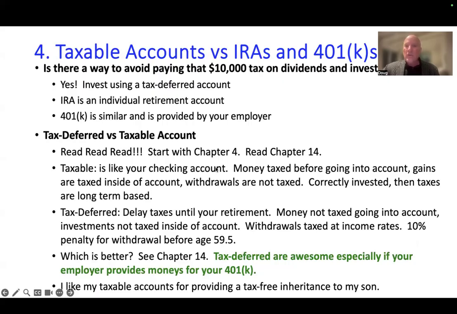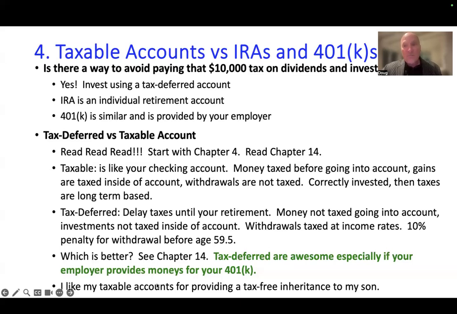So the question becomes, well, which of these is better? Got a taxable account, money going in has been probably taxed. Withdrawals are not taxed, although the gains were. On the other hand, we're going to delay the taxes with a tax deferred account and not pay the taxes until we withdraw the money, but at a high income rate. Which is better? Chapter 14 goes into this and it demonstrates for you that because of the tax advantages, generally speaking, your tax deferred accounts are awesome, particularly if you get a company match, which I'll talk about in just a second. So that is really powerful, and I highly encourage you to invest into your tax deferred accounts.